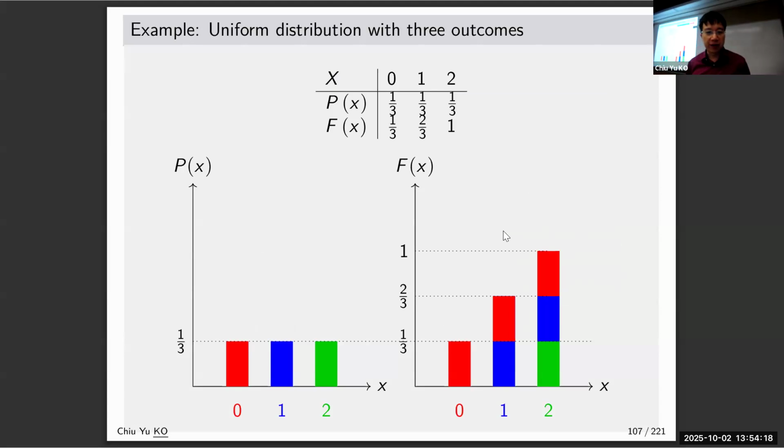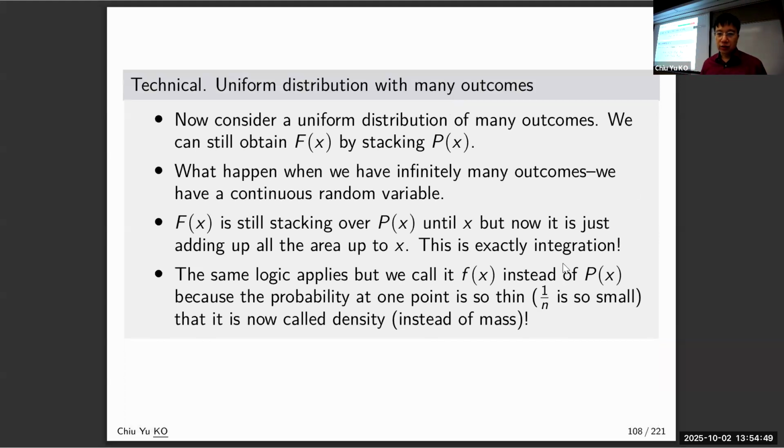But the P will be a problem, right? Because P is 1 over n, and when n goes to bigger and bigger, this P will get smaller and smaller until you get 0, right? Because continuous means that any number is possible, any outcome is possible, then n is very large, very continuous. Then basically you run into the problem that P is always 0. F has a good shape. F, you can still do it.